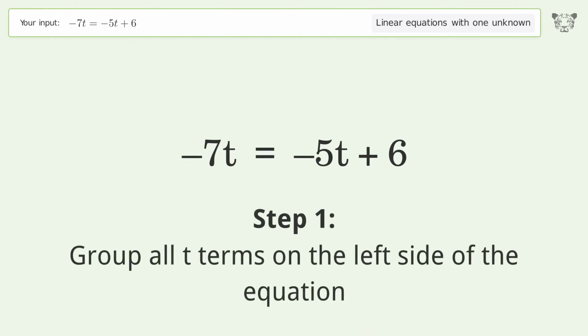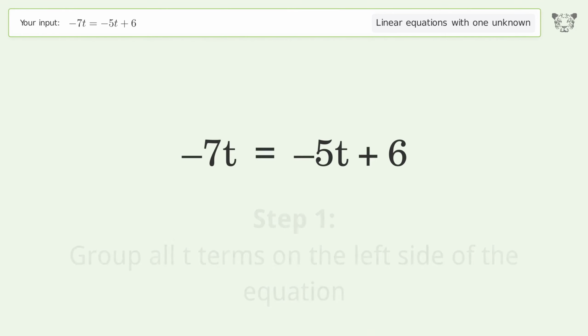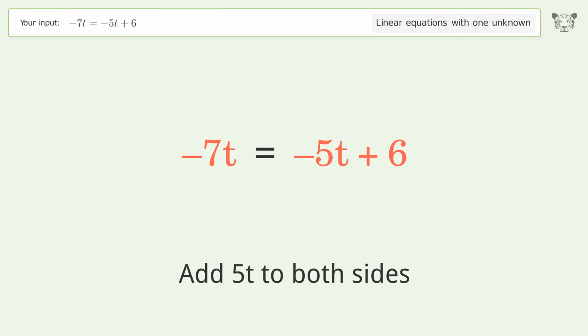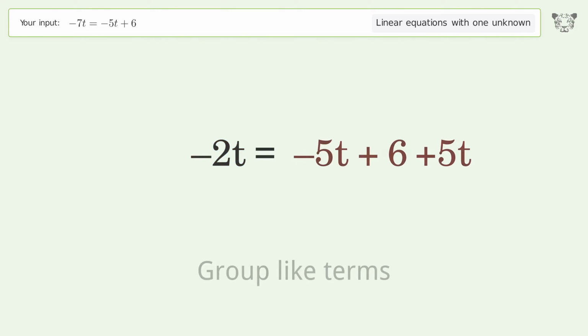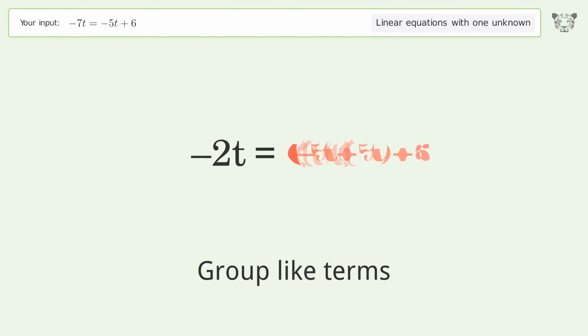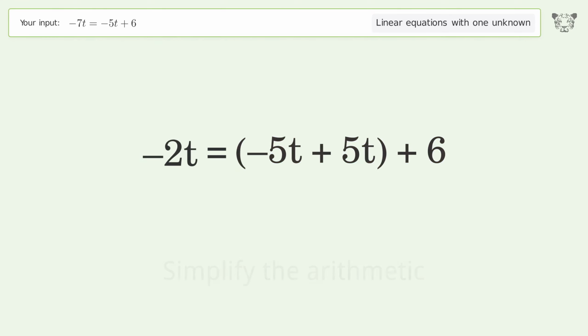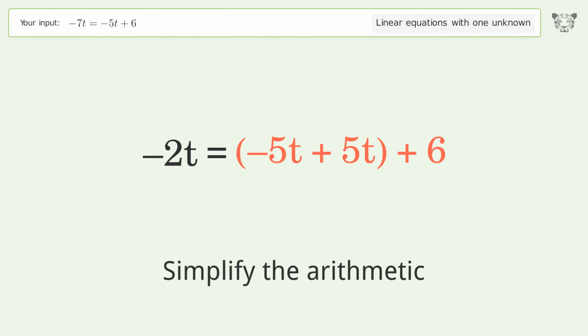Group all t terms on the left side of the equation. Add 5t to both sides. Simplify the arithmetic. Group like terms. Simplify the arithmetic.